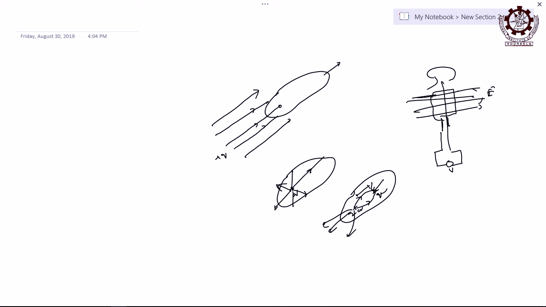So now you tell me how you will express the electric field intensity at a point in the field at a distance r. That you know: 1 by 4 pi epsilon 0, then q divided by r square, r cap, right. You know what this r is.